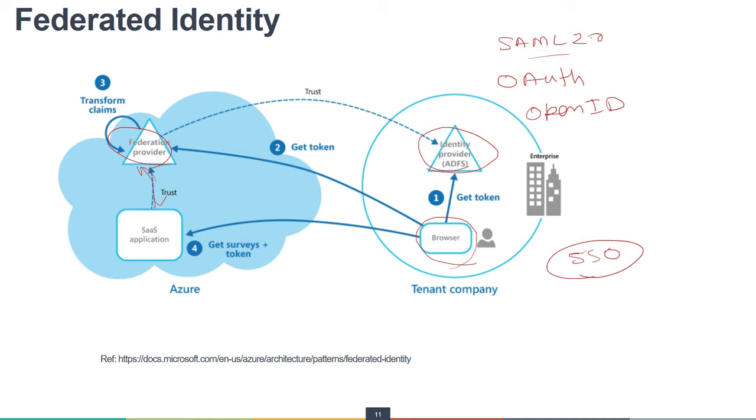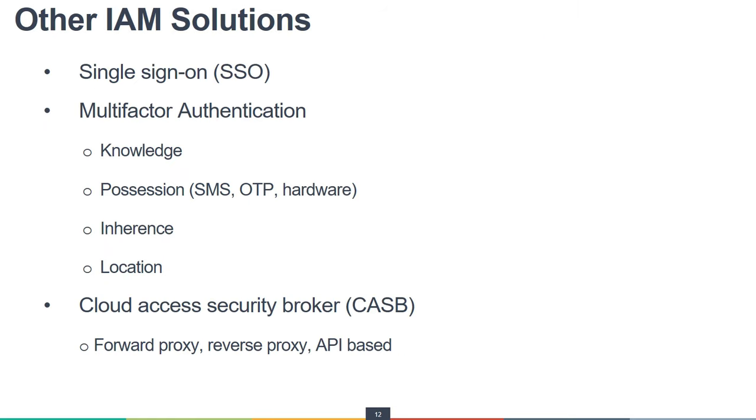There are different providers like Azure Active Directory, AWS IAM, Google Cloud Identity, Ping Identity, Okta Identity Management, and so on. They are the identity providers. Other IAM solutions: single sign-on. Single sign-on, commonly referred to as SSO, is an access control property that allows a single user authentication to be used to sign on to multiple separate but related applications.